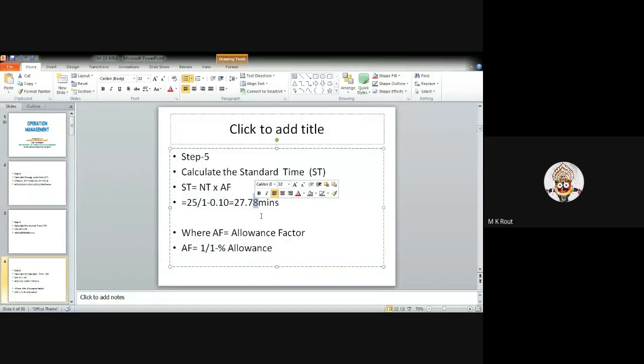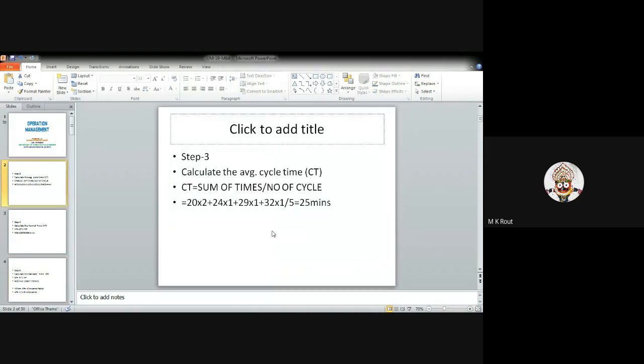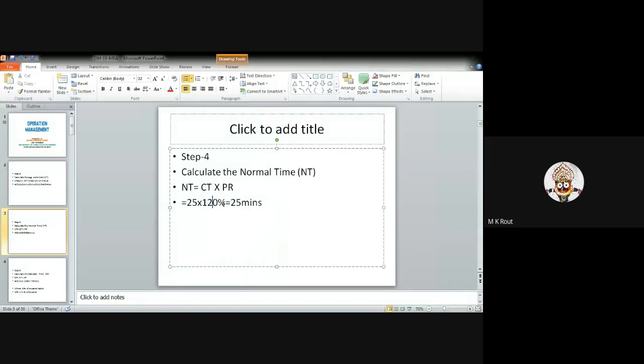Okay, fine. Moving to the next one, calculating as far as your inexperienced engineer's rating is concerned. As you know, the rating for an inexperienced engineer is 120%. In the same process, the cycle time is 25 minutes. But in calculating the normal time, it is 25 into 120%. That equals how much? 30 minutes. Clear. Your answer for normal time is equal to 30 minutes.